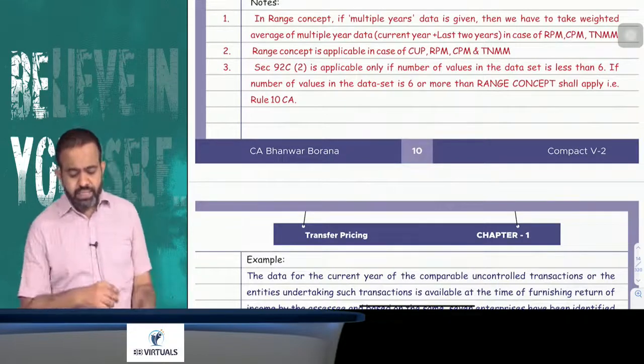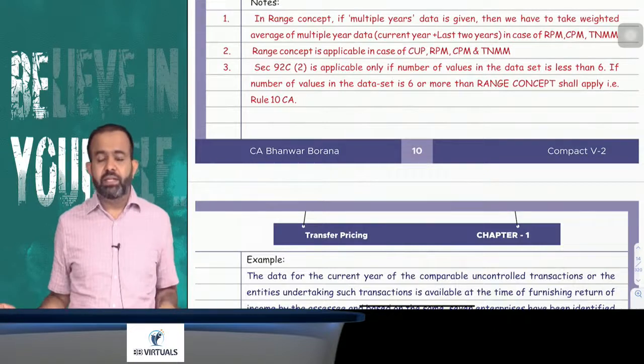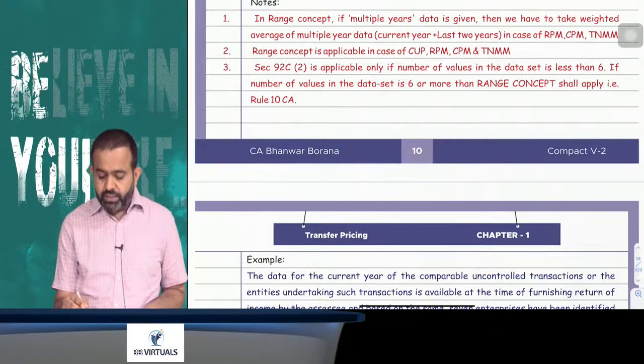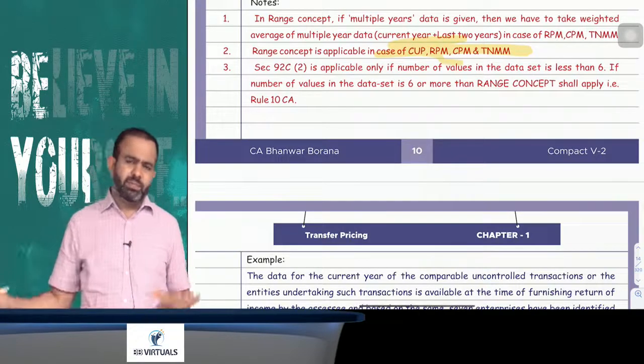Range concept is applicable in case of 4 methods. I already explained to you that the range concept is applicable in 4 methods. One is the CUP, one is the resale price method, and one is the transactional net margin method, and CPM, that is cost plus method.